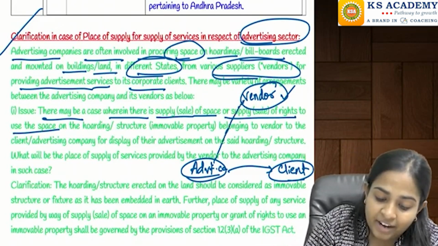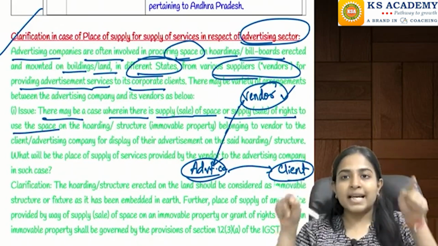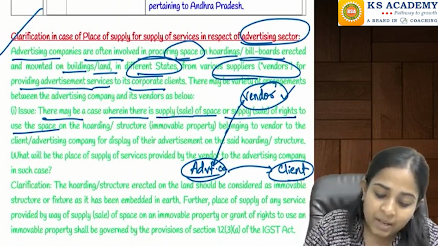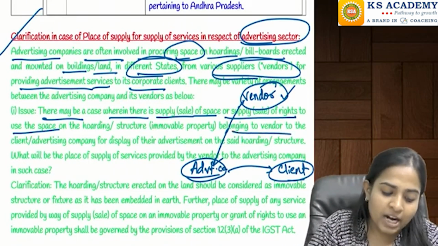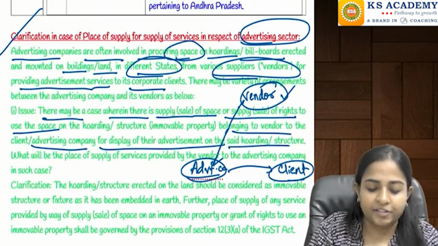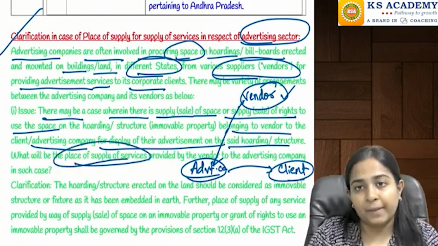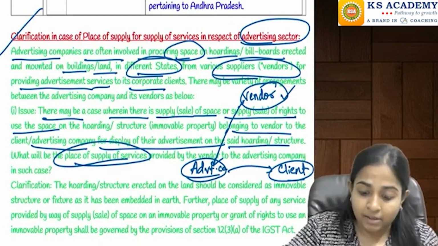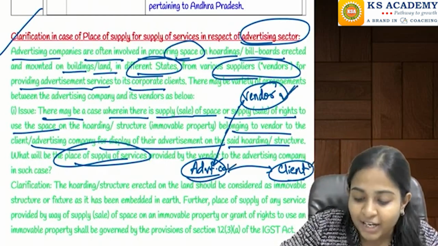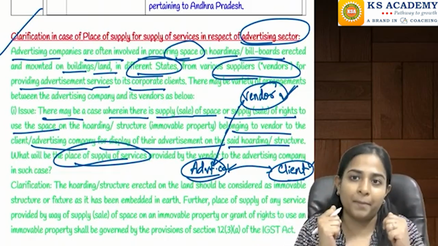Vendor. This vendor is going to give the right to that advertisement company to use that space and put the client's advertisement there, right? So that space belongs to the vendor, and we are giving it to the advertisement company for display of their advertisement. Now here they are asking what will be the place of supply. Will the place of supply be the location of the vendor, or of the advertisement company? Will it be of the client, or the place where that advertisement is done? What will be the place of supply?